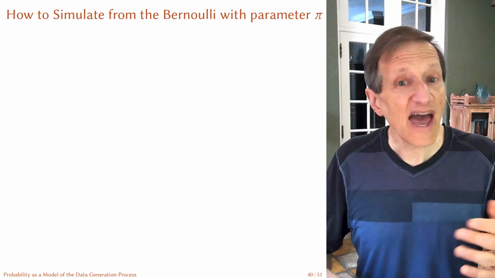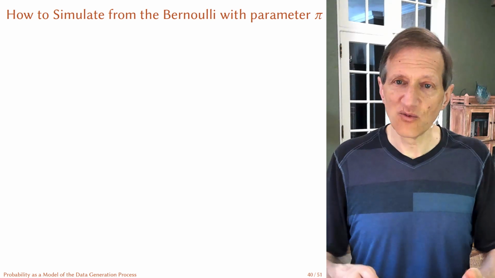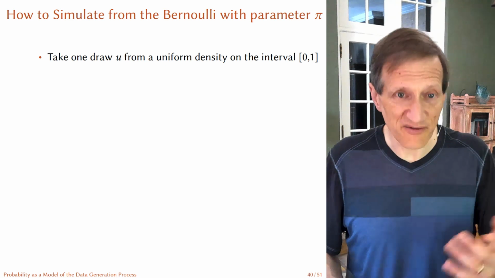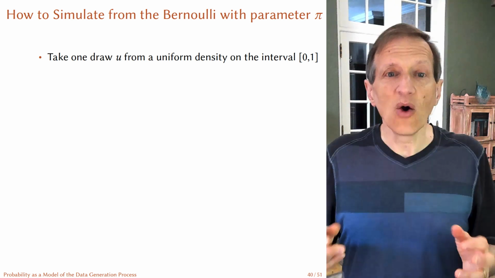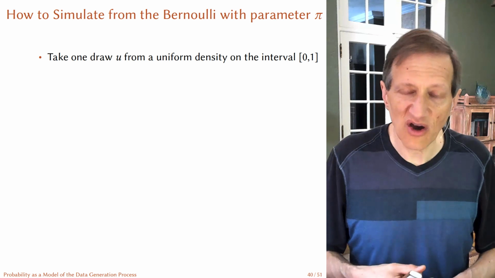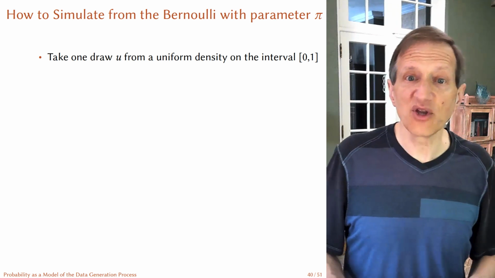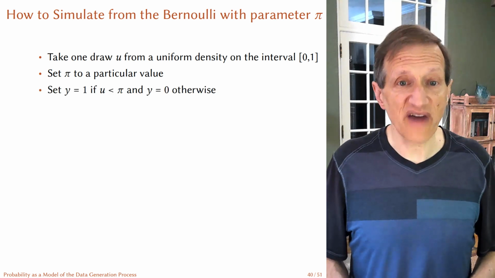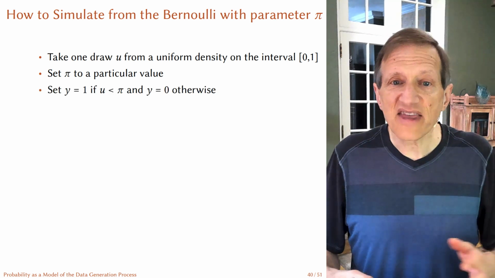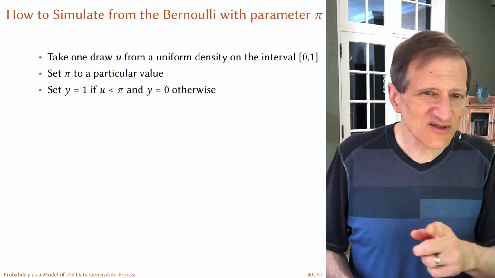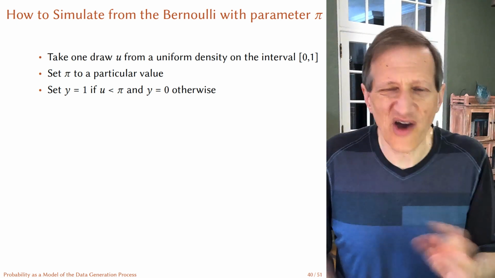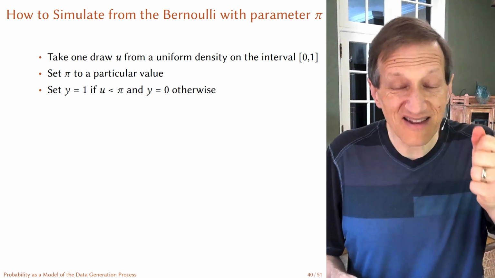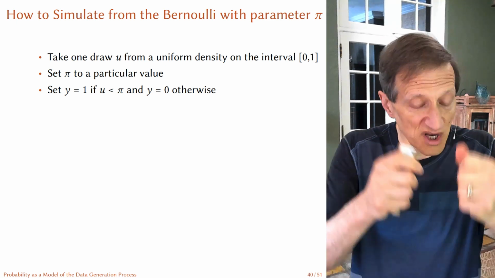Okay, so how do we simulate from the Bernoulli with parameter pi? Again, we're going to do this with every probability distribution, but in different ways. So we'll take one draw of u, we'll just call it u, from a uniform density on the interval from 0 to 1. We're going to set pi to a particular value. And then, remember the first line there, to get u from a uniform density, we already know how to do that. That's RUNIF in R. Okay? So where are we going to get the 0 and 1 draws? We're going to use that to get there.